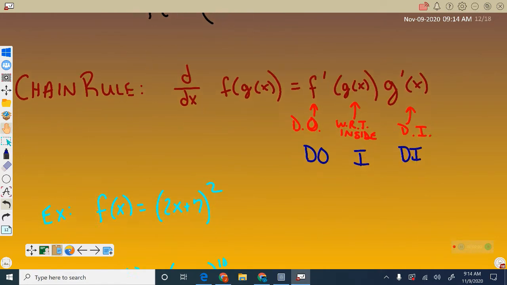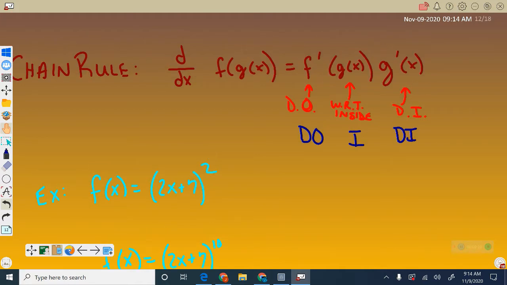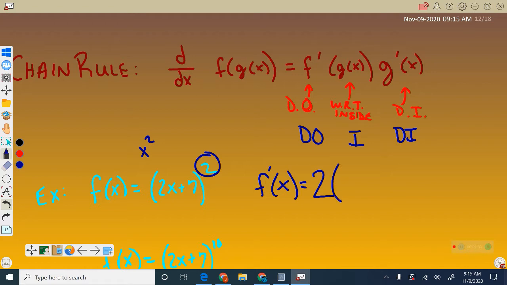Let's see if we can use it. Let's do that same exact first problem we had. If we have f of x equaling (2x + 7) squared, that means f prime of x. The way we do this, we have to first identify what the inside and outside functions are. The outside function is something squared. So think of it as like x squared. How do I take the derivative of x squared? I'd bring the exponent in front, and now my exponent would be lowered by 1. So the derivative of the outside looks like that.